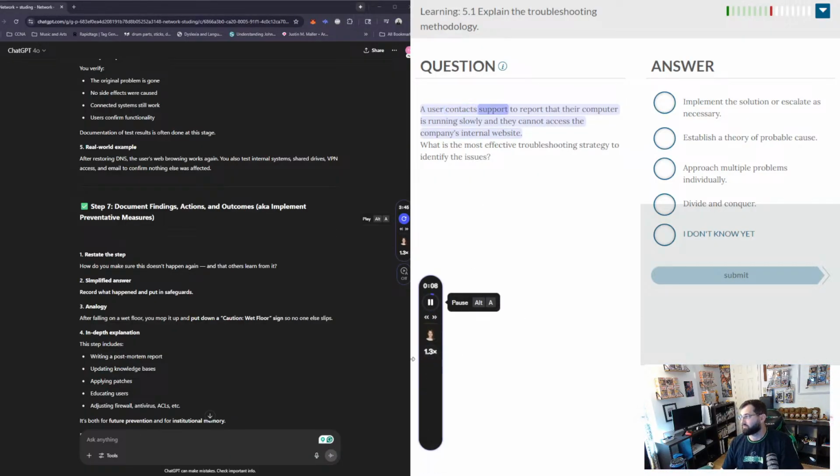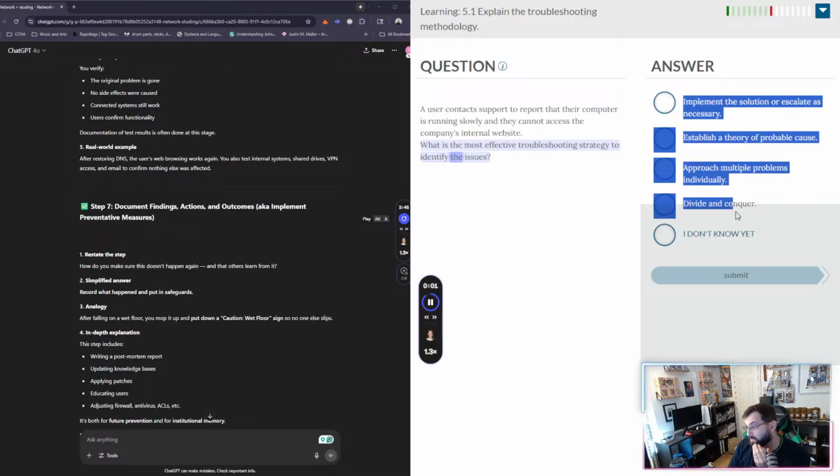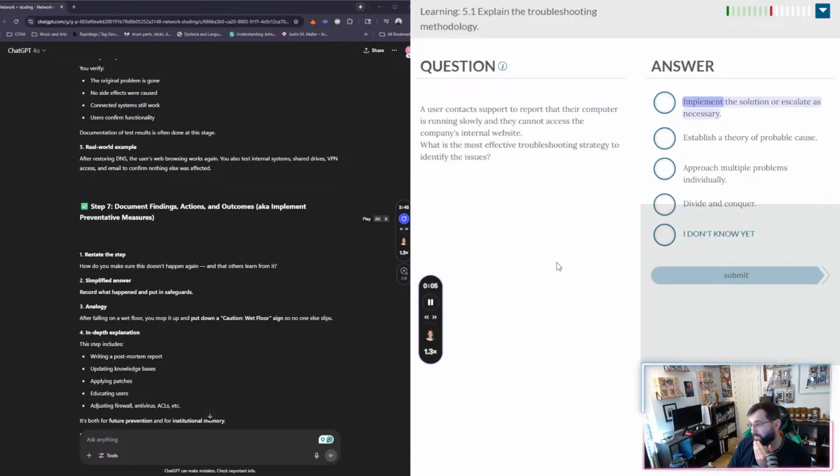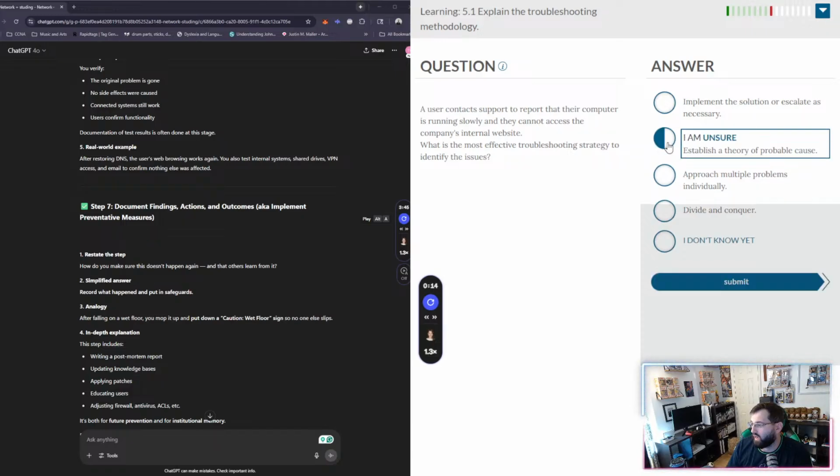A user contacts support to report that their computer is running slowly and they cannot access the company's internal website. What is the most effective troubleshooting strategy to identify the issues? Implement the solution or escalate as necessary. Establish a theory of probable cause. Approach multiple problems individually, divide and conquer. Okay, so remember I said you're gonna have one that's throwaway. The divide and conquer, that one's gone. Get out of here. I'm gonna say establish a theory of probable cause.